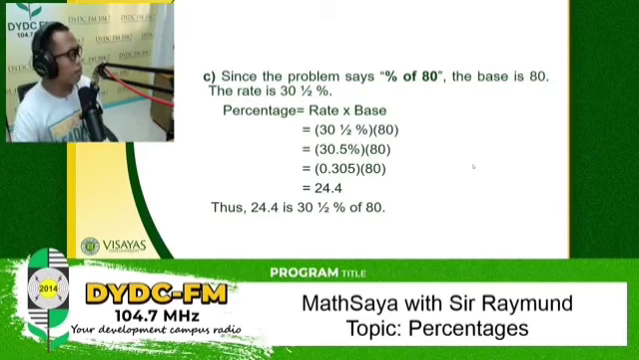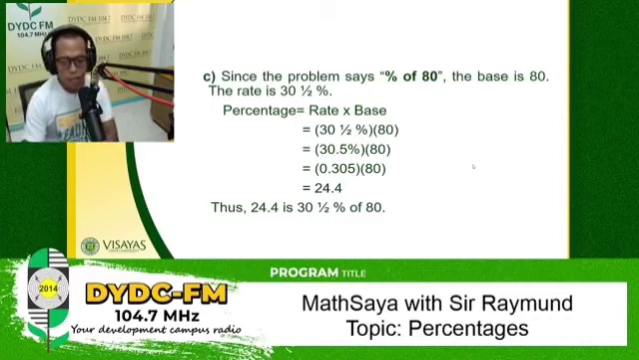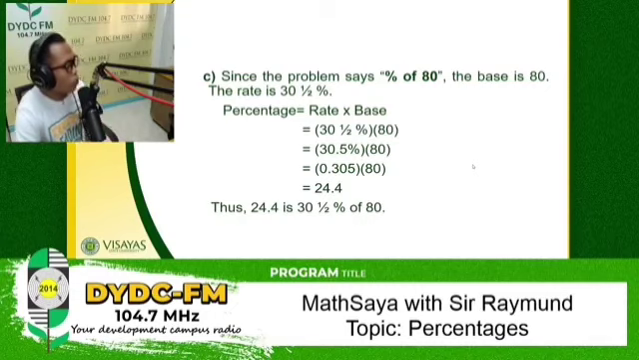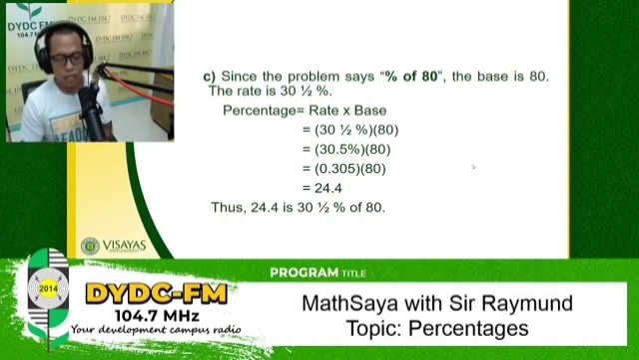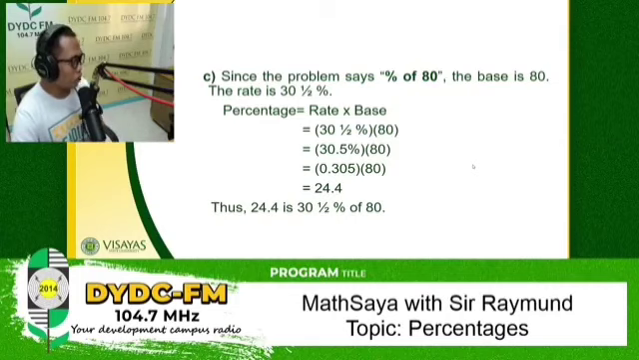For letter C, since the problem says percent of 80, the base is 80 and the rate is 30.5%. Alright, 30.5%. So 30.5% times 80, you convert percent to decimal. That is 0.305. By the way, how to convert percent to decimal? You just have to divide percent by 100. So that's 30.5 divided by 100, and that is equal to 0.305.